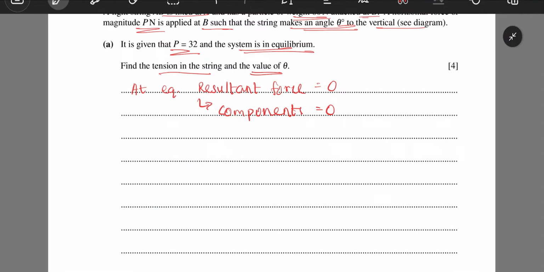So now if I'm forming the equation, I know that T cos theta is equal to the weight 80 and T sine theta equals the force P, which is 32. Now we know that sine theta by cos theta is tan theta. So I can write that. So T sine theta by T cos theta is equal to 32 divided by 80.